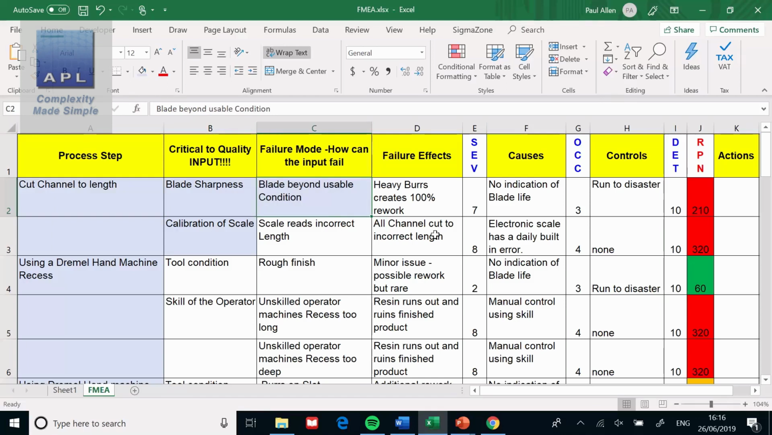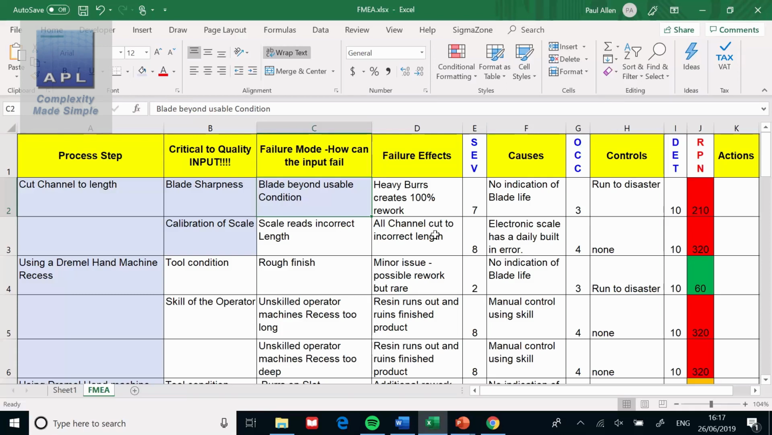This is really important: inputs and outputs. If you get these mixed up, the FMEA doesn't work properly. It breaks down and becomes such an unwieldy, useless tool if you get the inputs and the outputs mixed up. So this is really important. Inputs control outputs. Failure mode: how can the input fail? The blade goes beyond its condition.